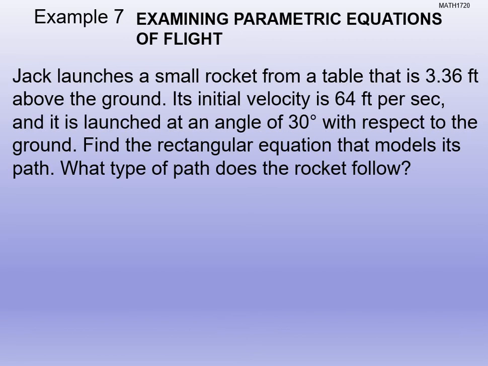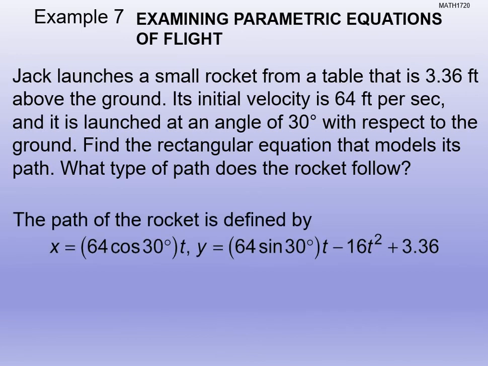Now, what type of path does the rocket follow? So a couple different questions here. But we have everything we need to plug into our parametric equations. So we go back to the base ones. We're going to use x equals 64 cosine of 30 t. That's nothing new. We're just substituting in our velocity and our angle in there. And then we have y equals 64 sine of 30 t minus 16t squared plus, this is new, because we have an h here, 3.36. So we're just substituting into those parametric equations from before, for the cycloid stuff.